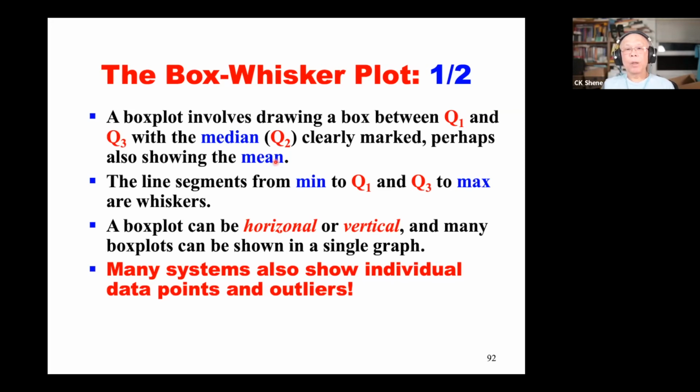And also we add the mean value. So we draw a box, a rectangle between Q1 and Q3. This box contains 50% of the data points. And we draw a line from minimum to first quartile, and a line from third quartile to maximum. These two line segments are referred to as whiskers. A box plot can be horizontal or vertical, and many box plots can be shown in a single graph. Many systems also show individual data points and the outliers.